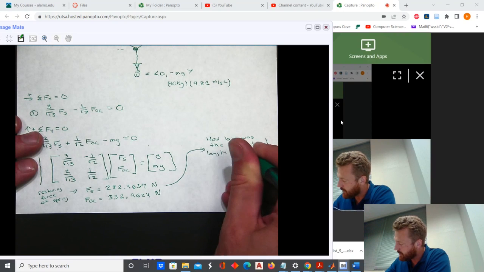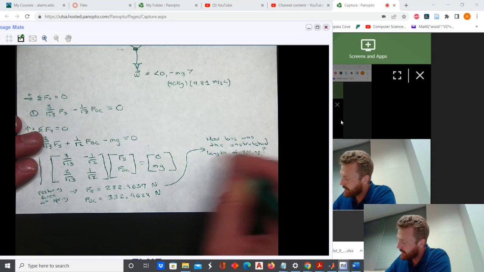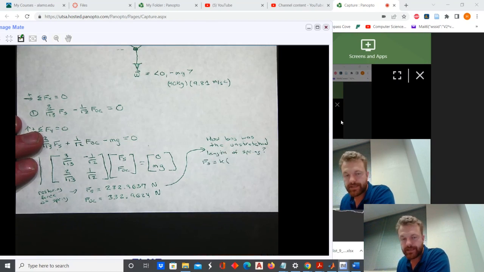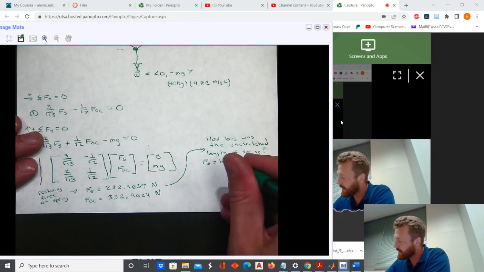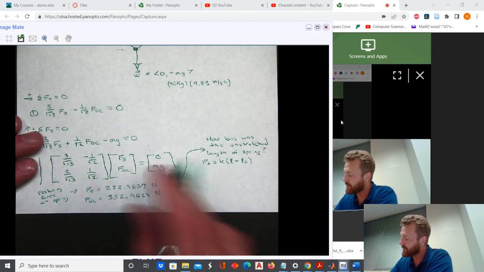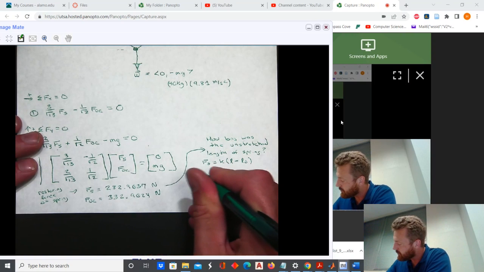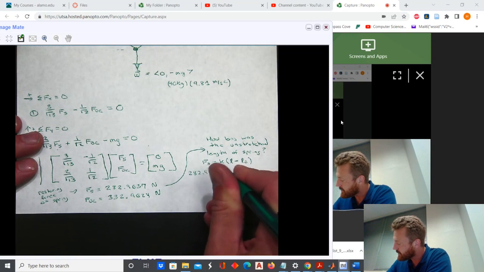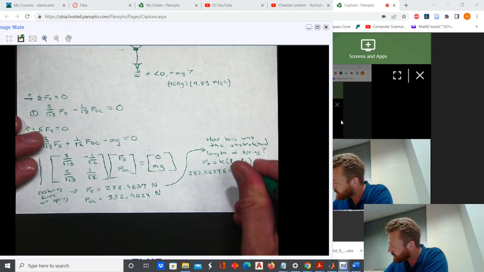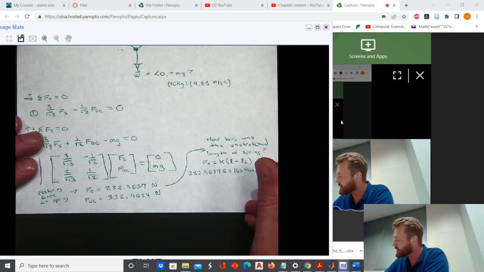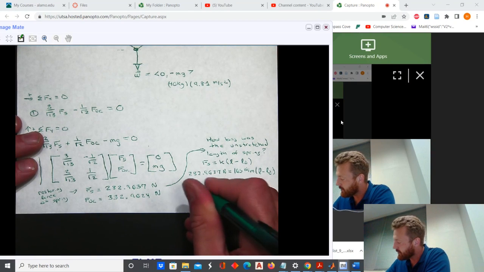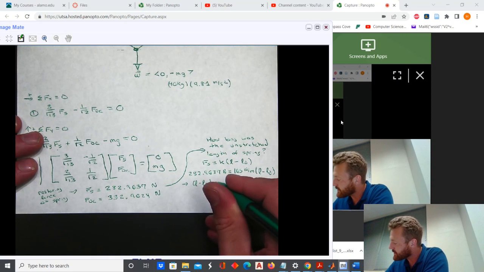Well, remember that the way that Hooke's law works is that the restoring force is proportional to the actual displacement of the spring, and that is its stretched length minus its unstretched length. So we know the restoring force is 282.9637 newtons. We know the spring constant is 165 newtons per meter. So that's going to allow us to solve for L minus L naught. So I'm just going to solve for L minus L naught, and then we'll adjust and actually find what the unstretched length of the spring was.